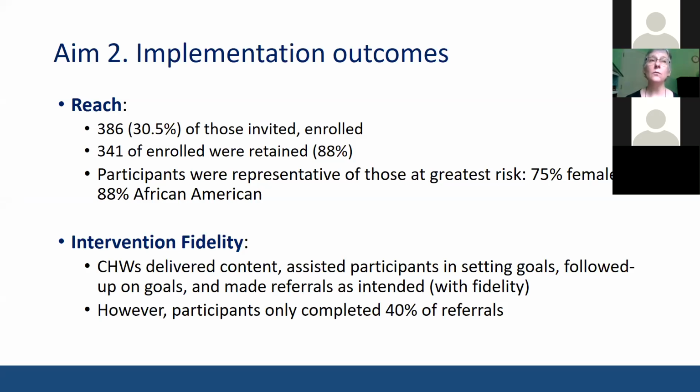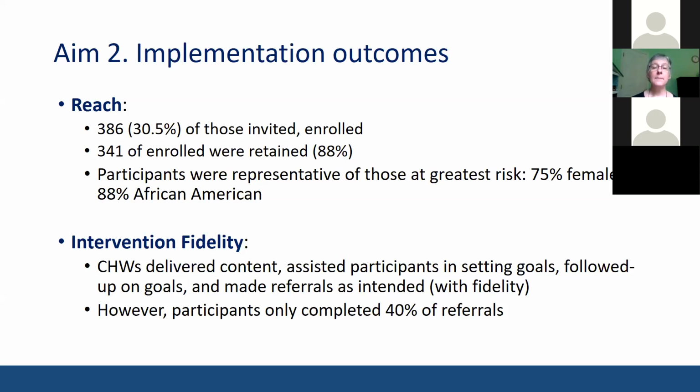And another thing that reach looks at is whether or not those who you reached were either representative of the wider population or overrepresent those at greatest risk, in this case, at greatest risk of cardiovascular disease. So you'll see that 88% of our participants were African American, and 75% were female. Now, that may seem like 25% is a low number of men, but that's actually very good to get that many men in a study like this.